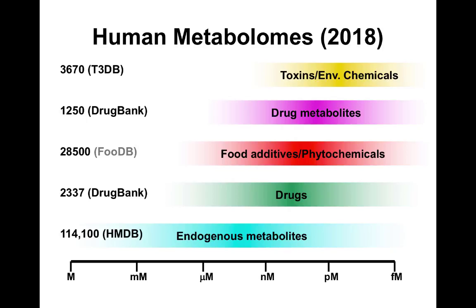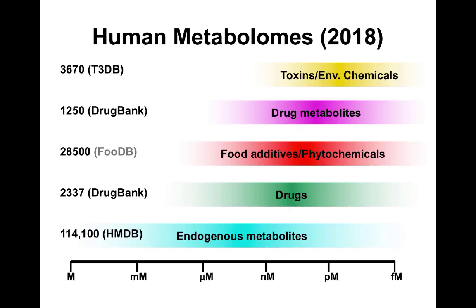Another resource called FoodDB, or the Food Database, that we've been developing. This includes almost 30,000 chemicals that are found in foods, common foods, about 700 that we've tabulated so far. Includes the phytochemicals and the food additives as well.